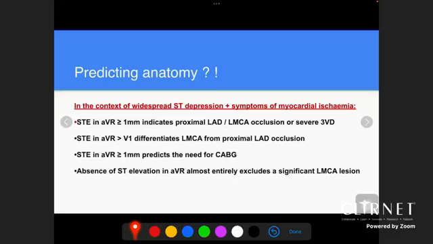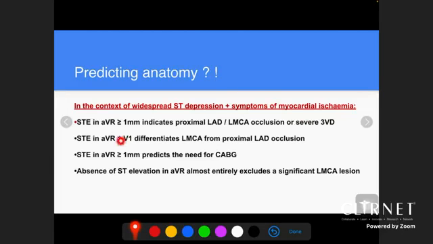Can it predict the anatomy? In the context of widespread ST depression and symptoms of myocardial ischemia, which is important here, this patient has to have symptoms of ischemia. If there is ST elevation in AVR more than 1 millimeter, this indicates either proximal LAD or left main coronary occlusion or severe triple vessel disease.